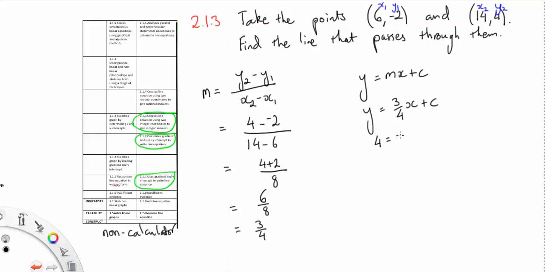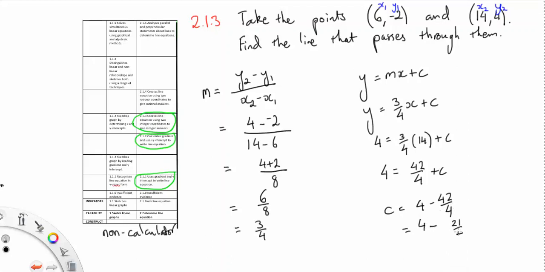We have 4 equals 3/4 of 14 plus c. We have 4 equals 42 on 4 plus c. C equals 4 minus 42 on 4. So we need to simplify that. So 4 minus 21 on 2, which is the same as 8 on 2 minus 21 on 2, which equals negative 13 on 2. So our final answer is y equals 3/4 x minus 13 on 2.